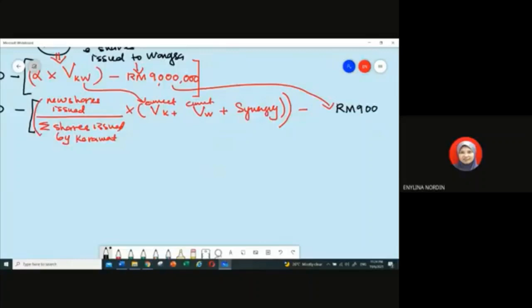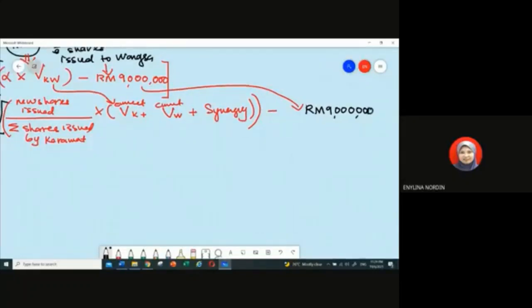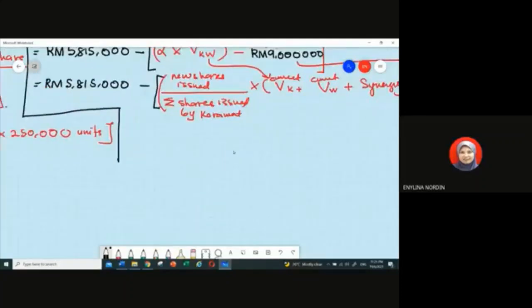Because later on we are going to determine the value of the premium. So let me change here to the black ink. So RM 9 million here, so that there will be consistency and to minimize the confusion. Okay, next. Proceed.